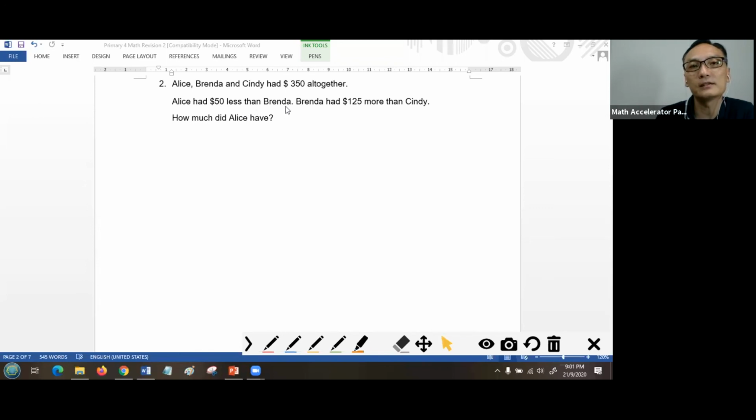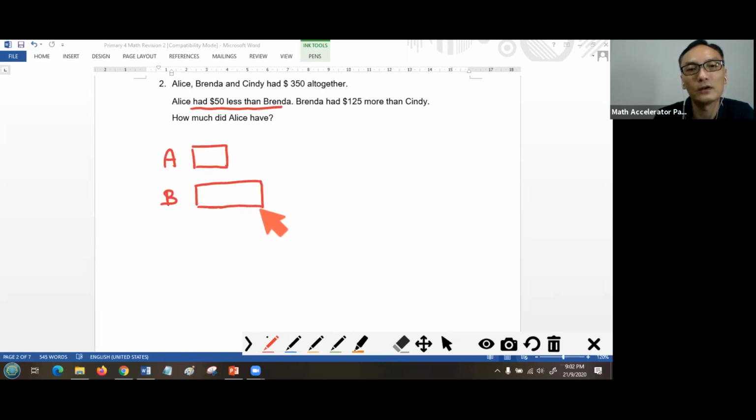So Alice had 50 less than Brenda. So the first model that we should be drawing will be based on this statement here. So Alice compared to Brenda. So who will be longer? Which model will be longer? Alice's model or Brenda's model? Can you let me know? A or B? The longer model. B, right? Okay, so we draw 1 unit for Alice and then slightly longer for Brenda. So here, this is $50. The second one, Brenda had 125 more than Cindy.